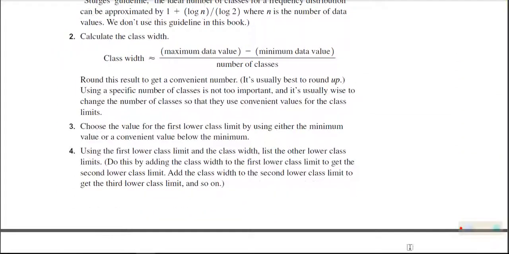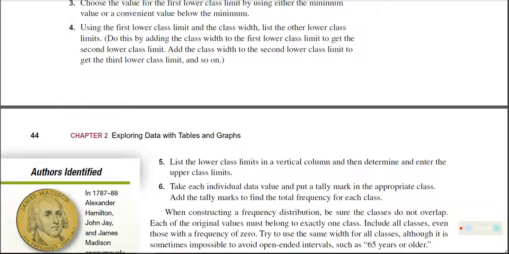Okay. Now, let's continue. Using the first lower class limit and the class width, list the other lower class limits. Do this by adding the class width to the first lower class limit to get the second lower class limit. Add the class width to the second lower class limit to get the third lower class limit, and repeat this procedure until you reach the last class. Number 5, list the lower class limits in a vertical column and then determine and enter the upper class limits. So, nagsisimula tayo sa lower class. Tapos, kapag na-enumerate mo na lahat ng lower class, magsusubtract ka lang ng 1 para sa upper class.